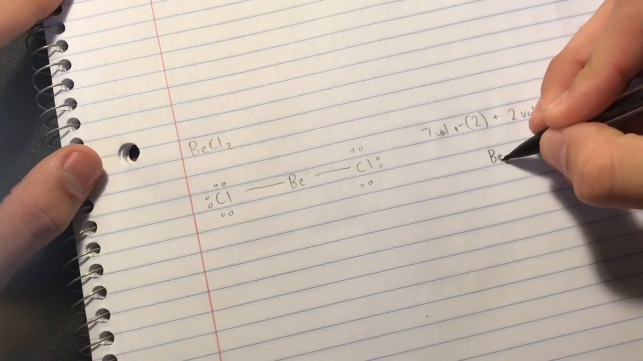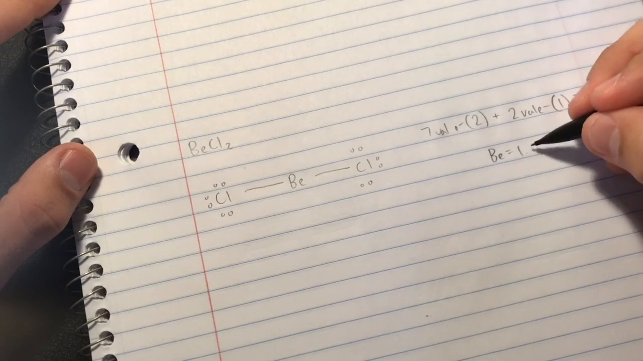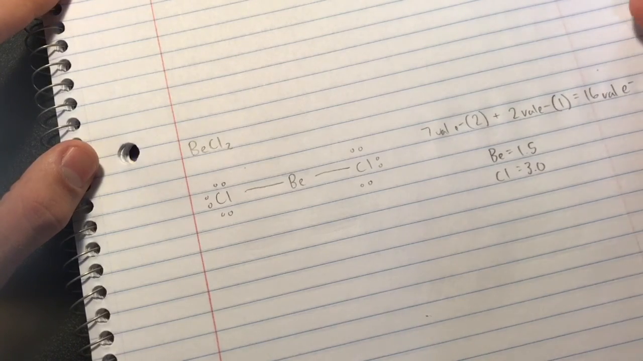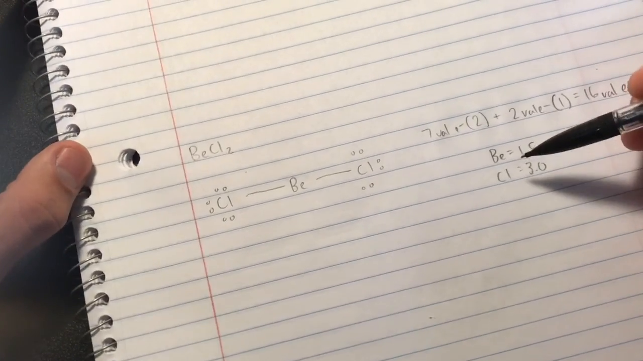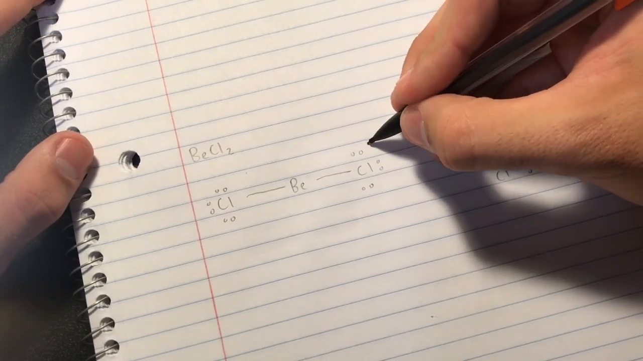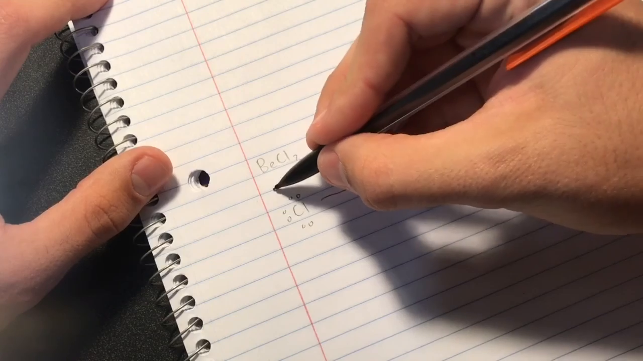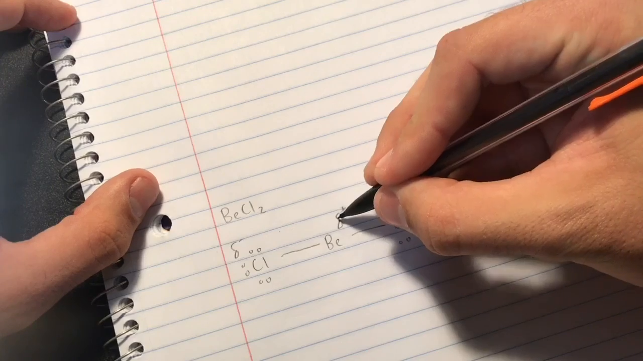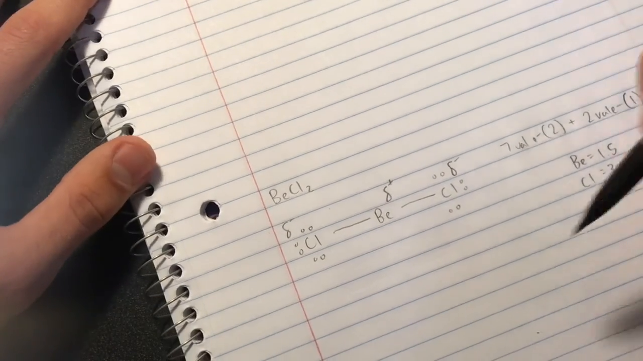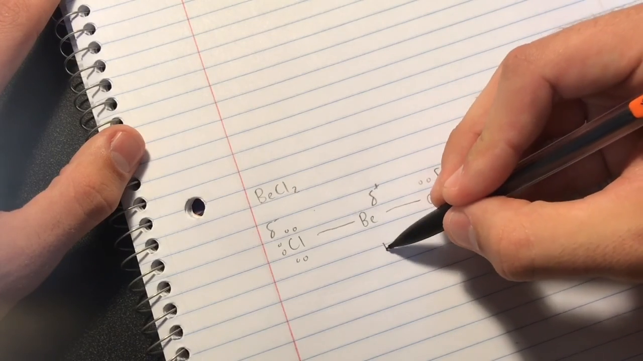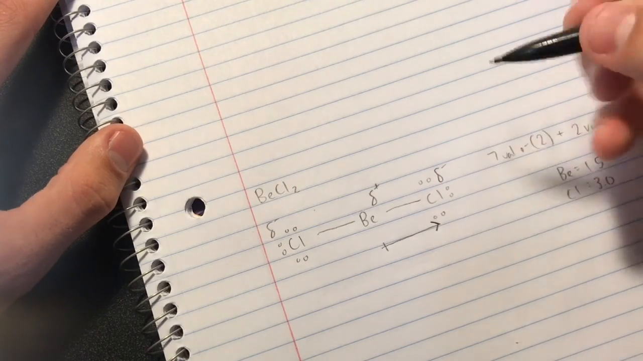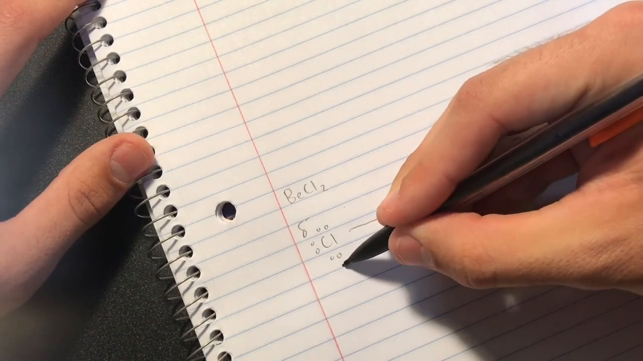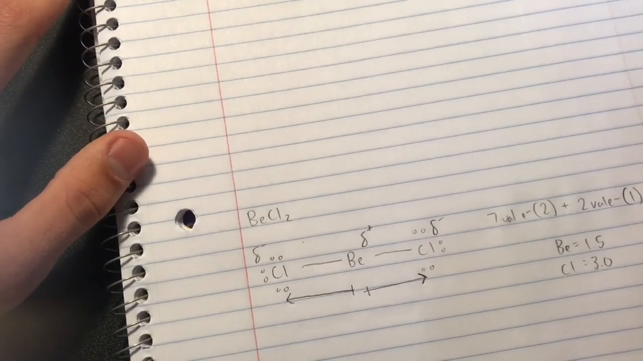So beryllium has an electronegativity of 1.5 and chlorine of 3.0. So because chlorine is more electronegative, it's going to have the partial negative charge. And beryllium is going to have the partial positive because it is less electronegative. Let's go ahead and draw the dipole arrows. So remember, the arrow always points towards the atom with the partial negative charge. So that's what we're doing here. So you should get something that looks like this.